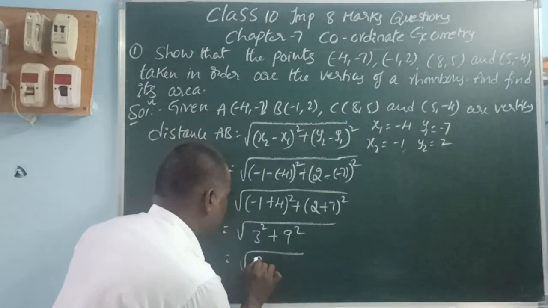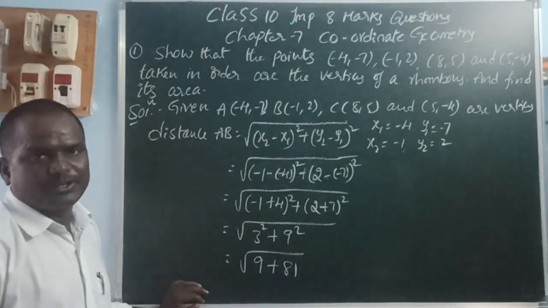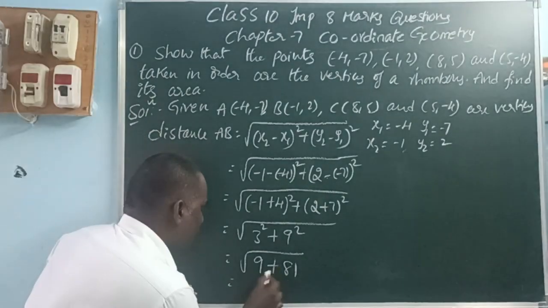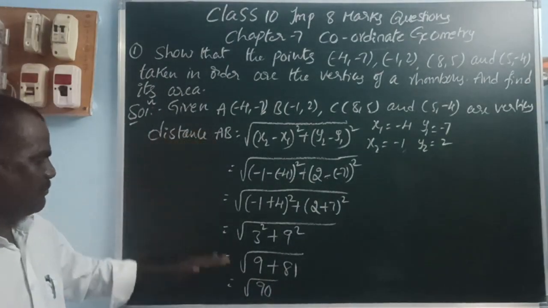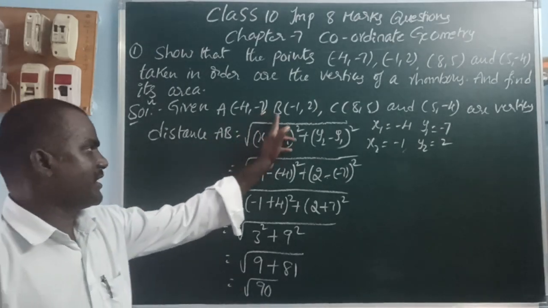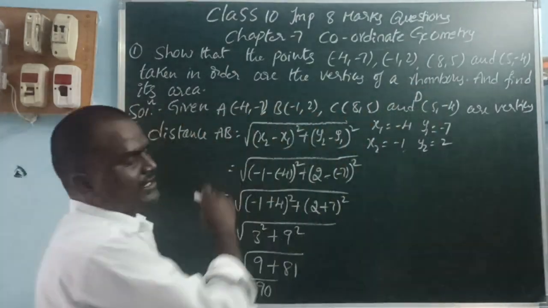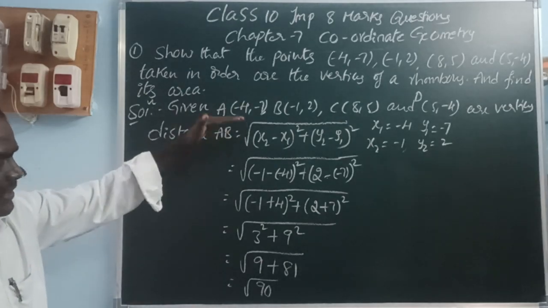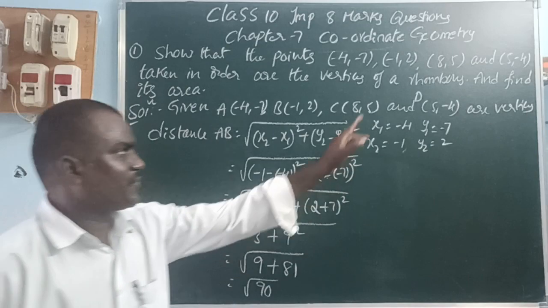So 3 square is 9, and 9 square, 9 into 9, how much? 81. So 9 plus 81 how much? 90. So the distance AB is square root 90. In the same way we can find BC, CD and DA distances. If all the distances are the same, then the quadrilateral becomes a rhombus. And also find its area.